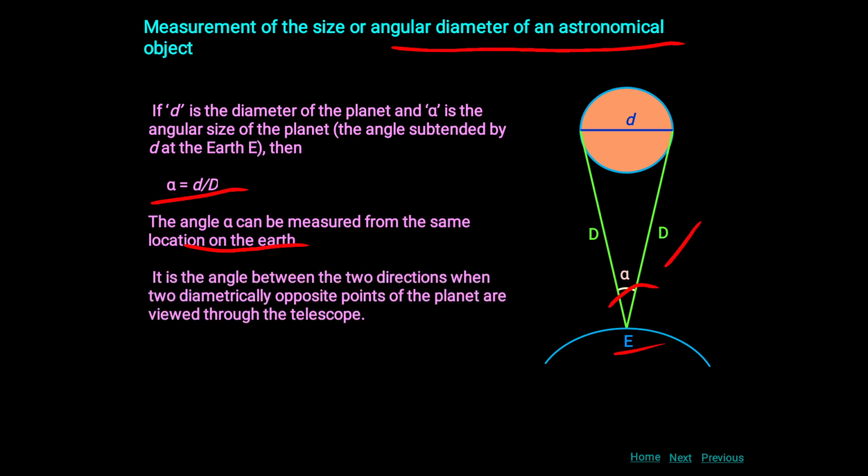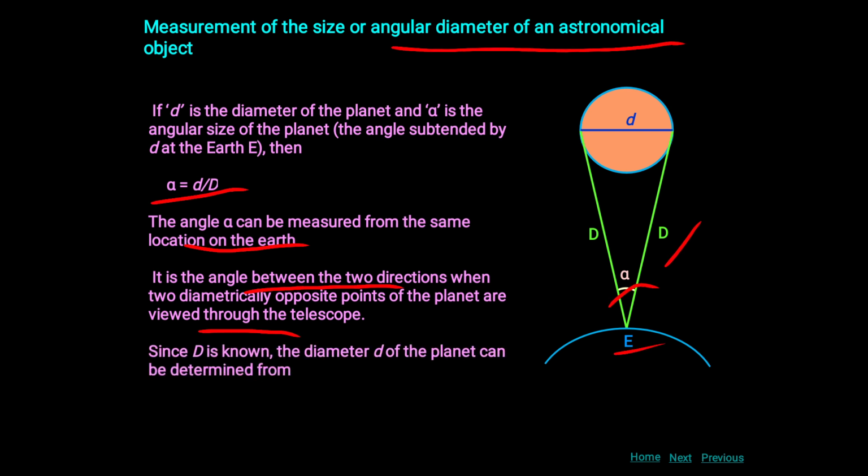The angle alpha can be measured from the same location on the earth. It is the angle between the two directions when two diametrically opposite points of the planet are viewed through the telescope. Then, since capital D is known, the diameter small d of the planet can be determined from small d is equal to alpha D.